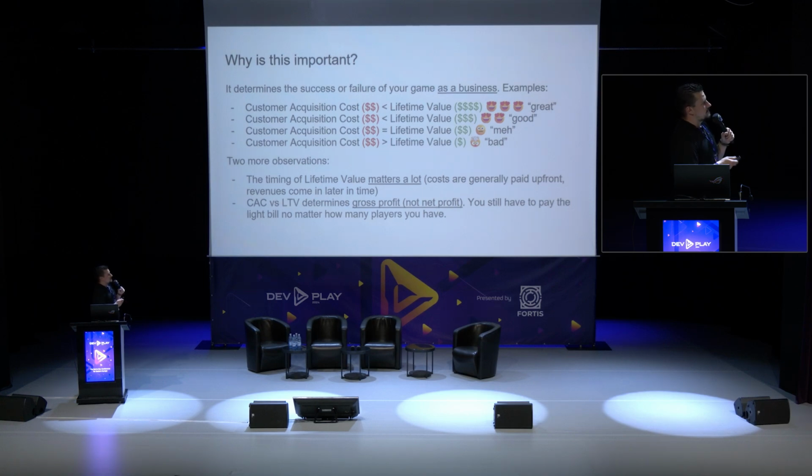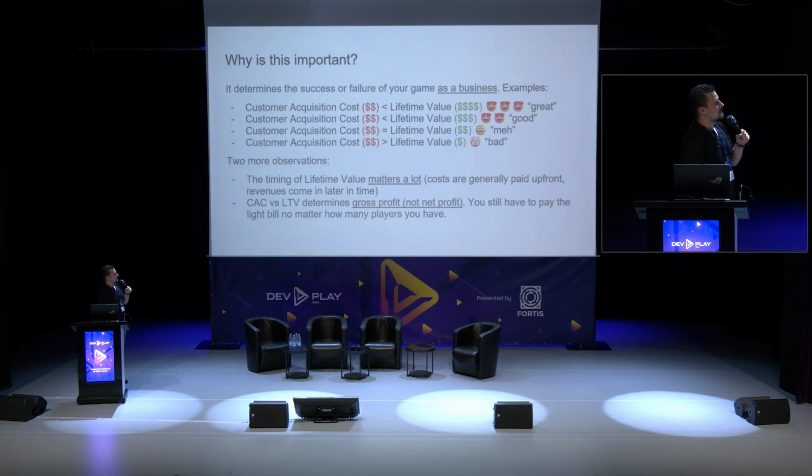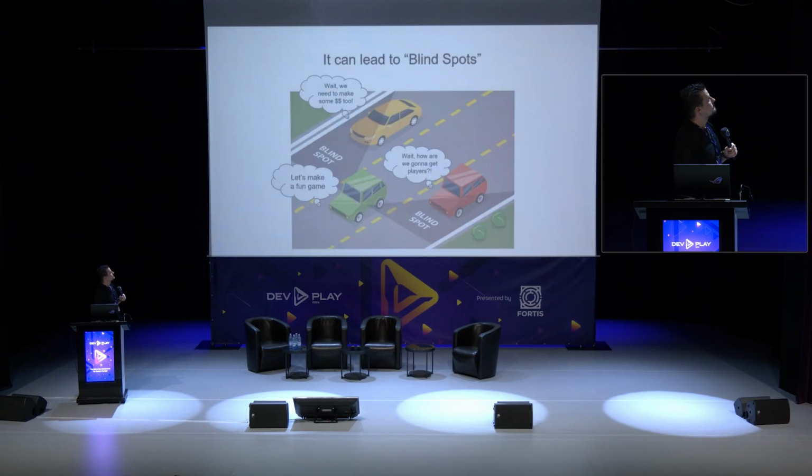The timing of lifetime value matters a lot, which means that you generally pay for a user up front, but you can get revenues way, way later. Like they can generate revenues a year from now, and that makes it a little trickier to optimize for. And this equation, customer acquisition cost versus LTV, it's your gross profit, it's not your net profit. It doesn't matter if you have 1 million users or 10 million users, you still have to pay the light bill.